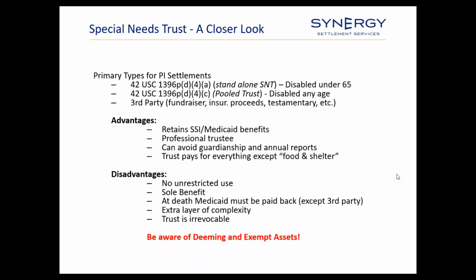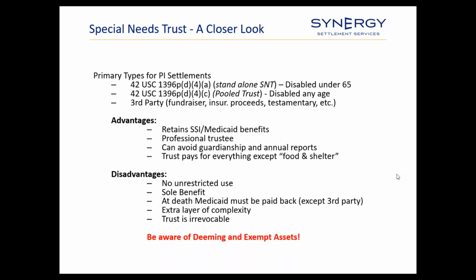Beneficiaries cannot call in and get money for anything they want. Cash is typically never dispersed in any scenario back to a beneficiary. It is a sole benefit trust, meaning all of the benefits paid by the trustee need to be for the sole benefit of the injured person or disabled person. And at death, Medicaid has a lien on the trust.